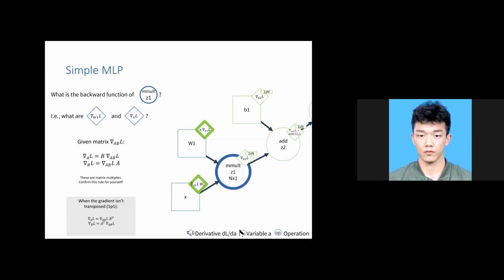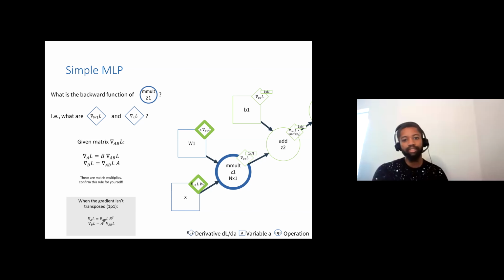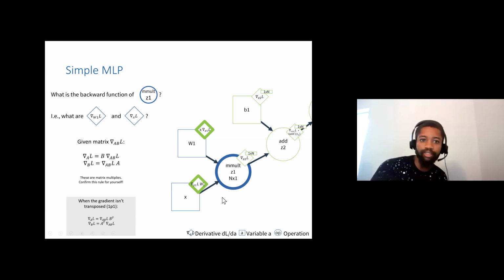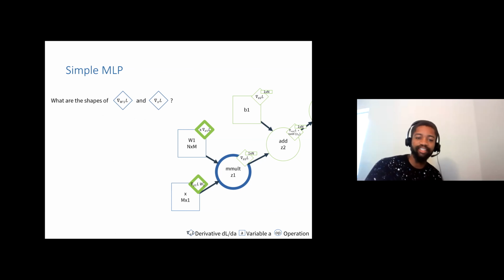Are there any resources that we can refer to to figure out why we use this rule here? I can, or someone can, post a proof for how this works on Piazza, and we'll let you know. Okay. All right, I don't know, we're definitely beating a dead horse at this point, but what would the shapes of these gradients be?